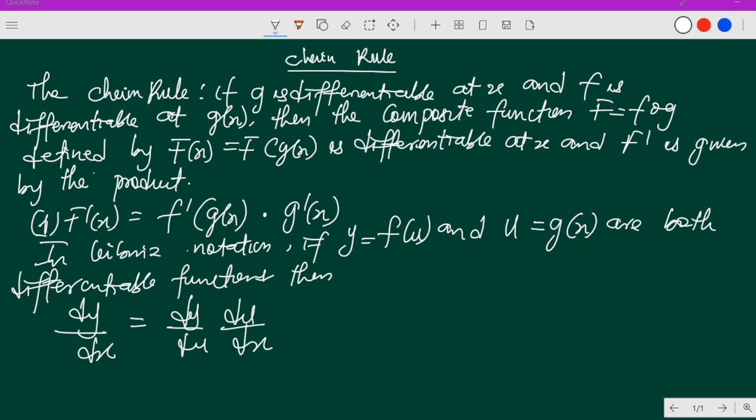Now I am trying to solve an example. In the process of solving this example, we make it understood better about this chain rule. So let's start solving the example now. Let me go to example 1.